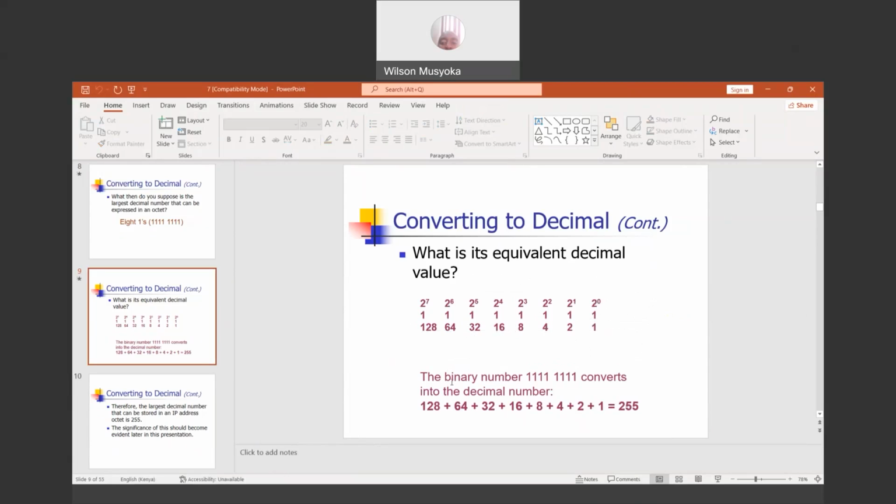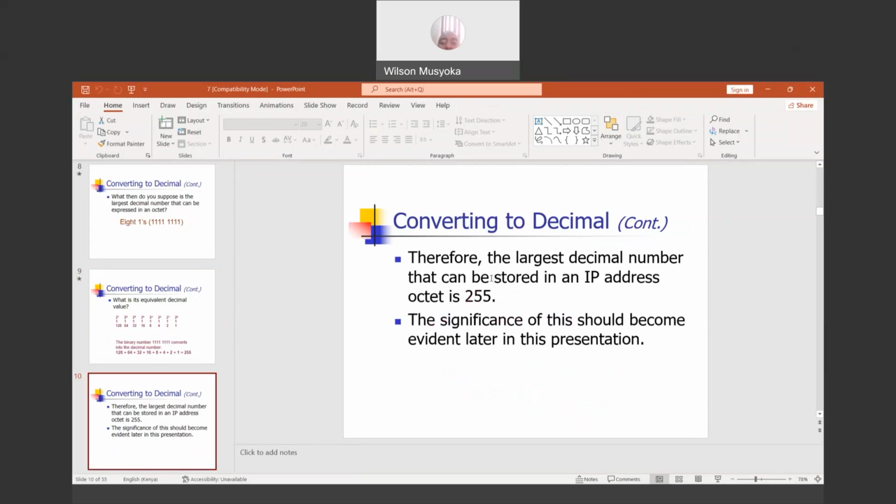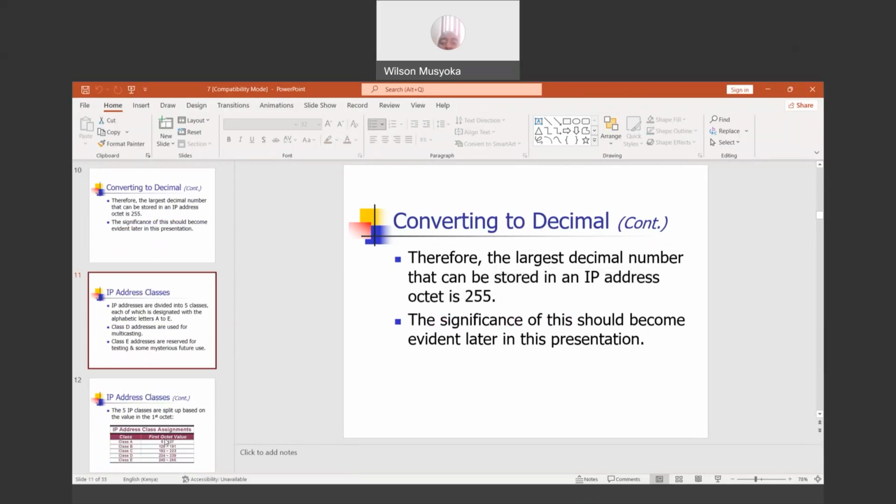And so this binary number, where all the bits are 1, totals to 255. So its decimal value is 255. And that is why we are saying that the largest decimal number that can be stored in an IP address octet is 255. Now, this we will see as we continue to the IP addresses.